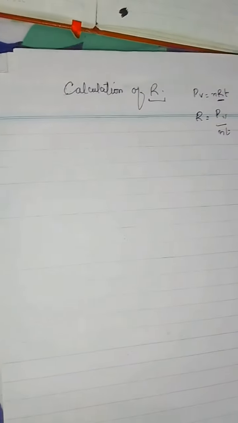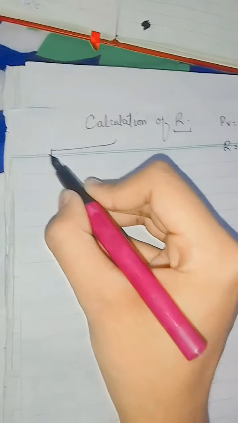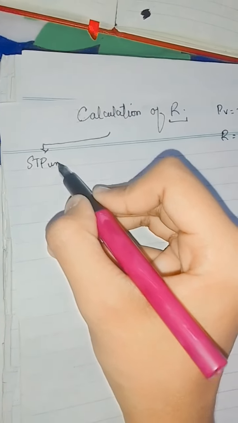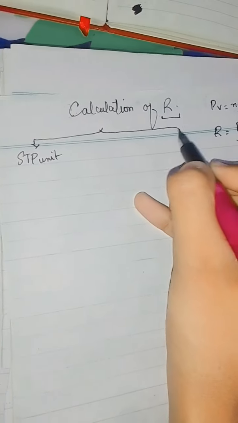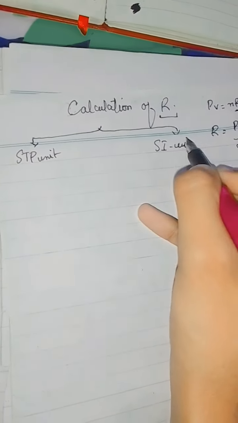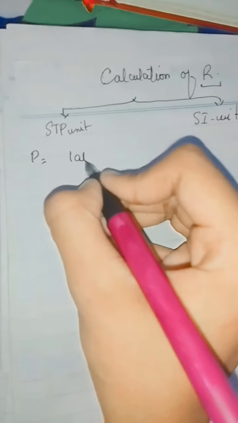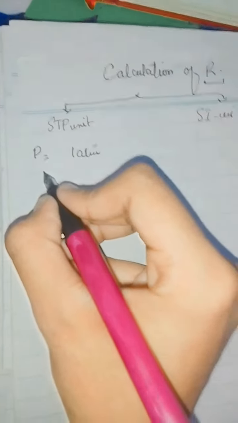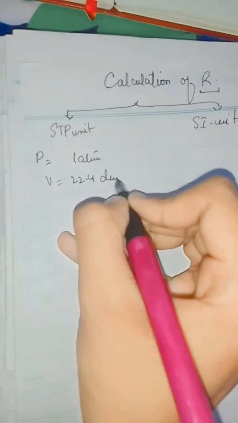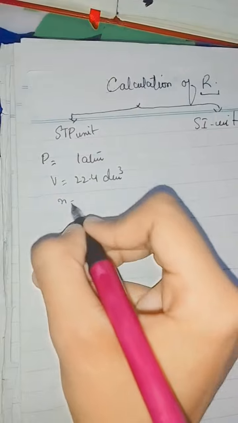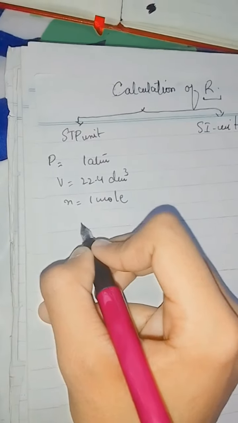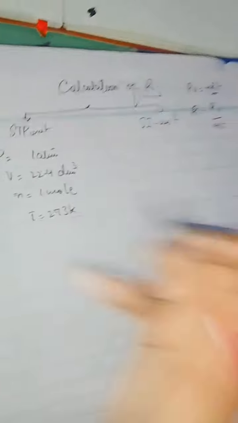Here, for the calculation of R, we will be finding the values. Basically the values will be in two units. First is the STP unit and second is the SI unit. There will be two values of that constant R. In the STP unit, what is the value of pressure? That is 1 atm, as we already know. Volume will be 22.4 dm cube, the number of moles will be 1 mole, and temperature will be 273 Kelvin.